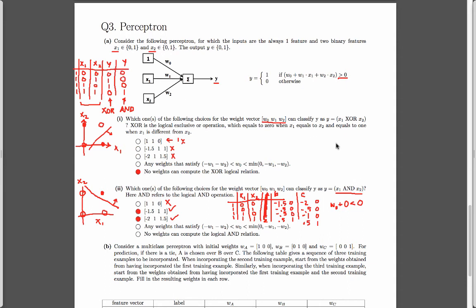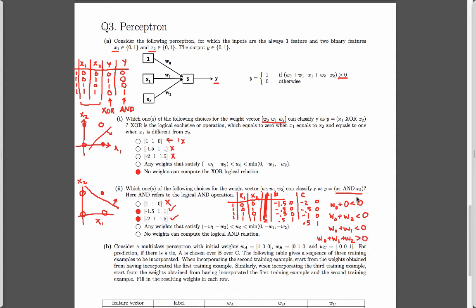so that it's classified as 0. Similarly, in your second example, you'll have w0 plus w2, and we want this also to be less than 0, and we want w0 plus w1 to be less than 0 in the third example, and then finally we want w0 plus w1 plus w2 to be greater than 0.